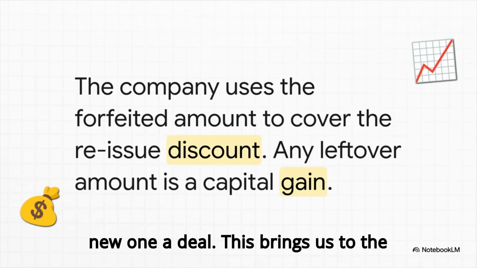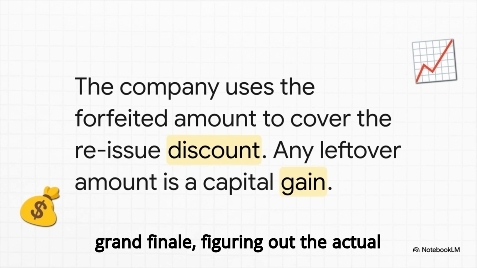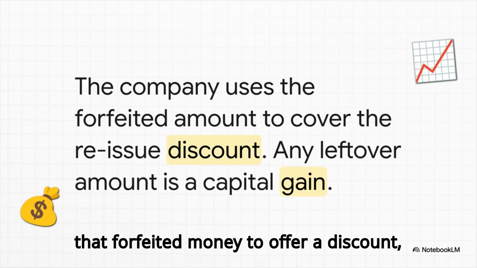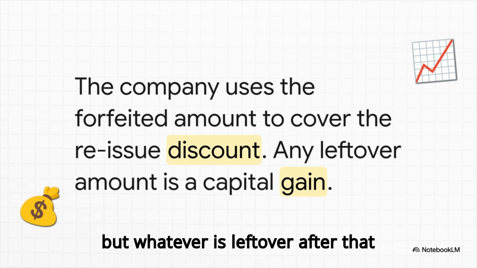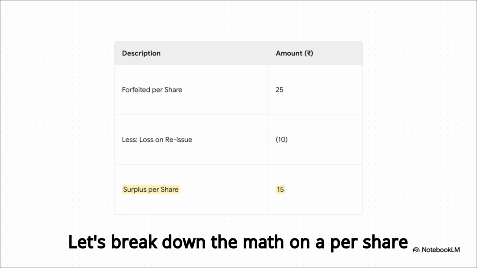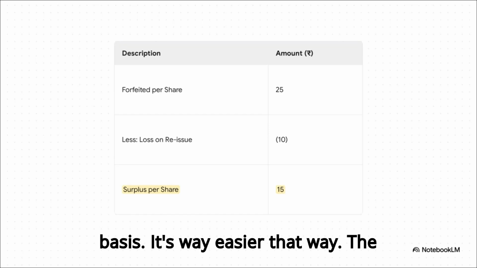This brings us to the grand finale, figuring out the actual profit. Remember, the company can use that forfeited money to offer a discount, but whatever is left over after that discount is a pure capital gain. Let's break down the math on a per-share basis. It's way easier that way.